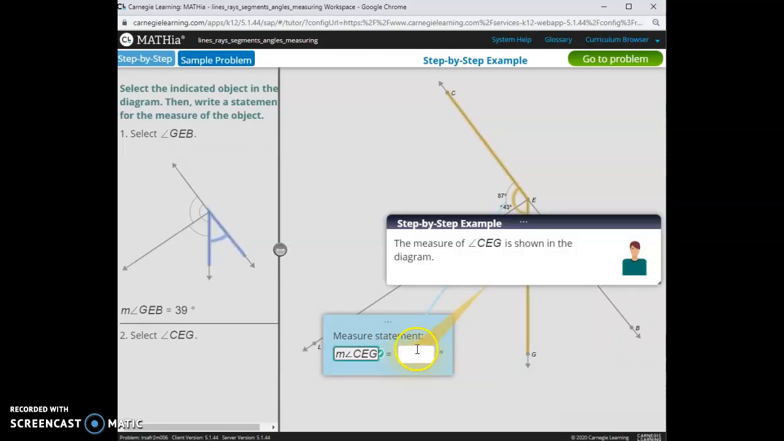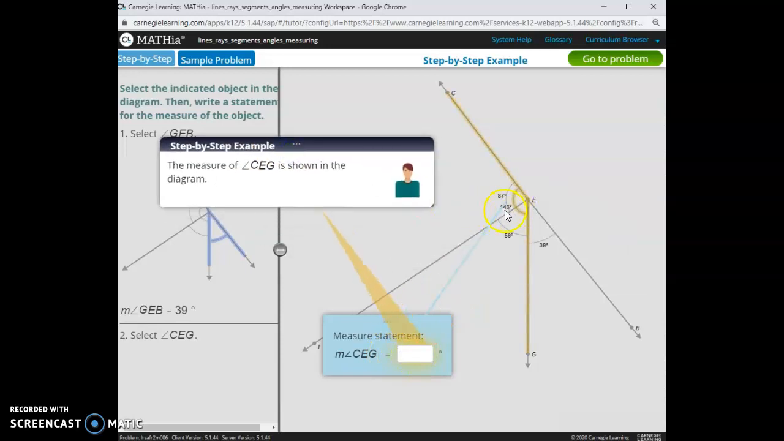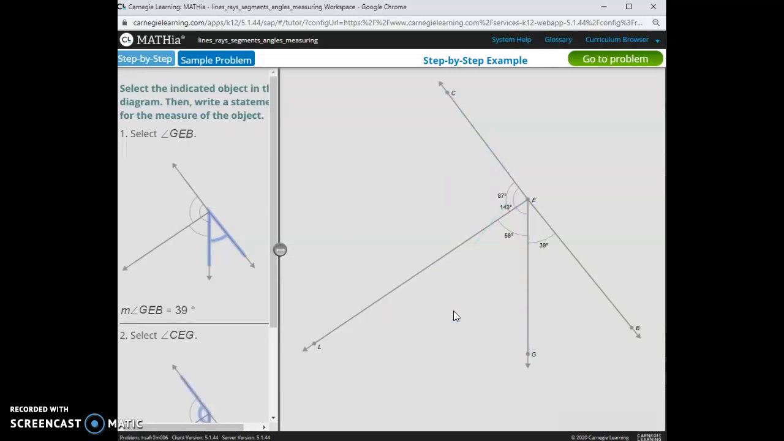And I'm completing a complete sentence, measure statement. Measure of angle CEG is equal to how many degrees? Well, it says it right there. Let me make that more clear. It says 143 degrees. You know that has to be greater than 90 because this is clearly an obtuse angle, an angle that's greater than a 90-degree angle. So I'm going to enter 143 in here. And I'm going to press enter, and I see that I've completed my work.